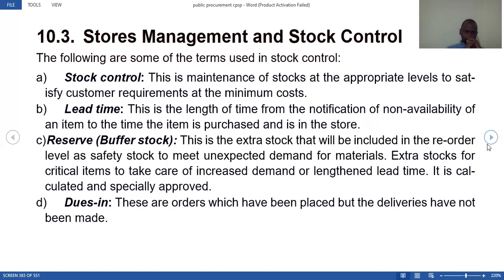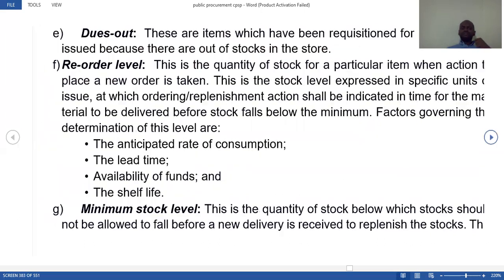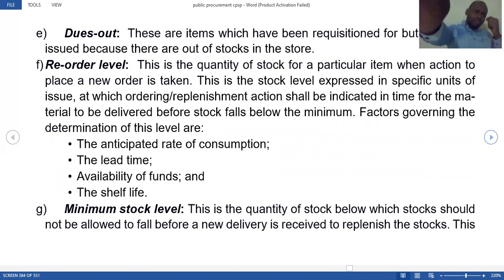Then we have what is called the due-ins. Due-ins are orders which have been placed, but the deliveries have not been made. So you might place an order to a supplier, but the supplier has not yet delivered. Those are due-ins. Then we have due-outs. These are items which have been requisitioned but cannot be issued because they are out of stock in the store. So you have requested items from the store, but these items are not in the store. Therefore, we say that those items are due-outs.